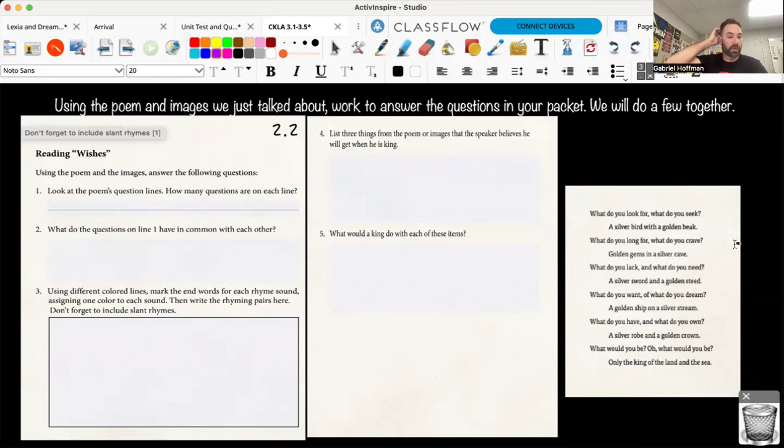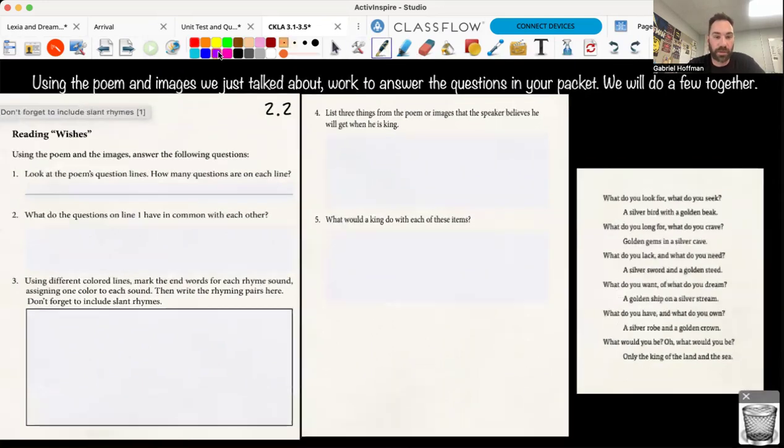Question number two says, what do the questions on line one have in common with each other? So when you're looking at what do you look for? What do you seek? What do those both have in common? Number three says, using different colored lines, mark the end words of each rhyme and sound. So seek and beak, for example, I will help you by doing that one. You would use different colors. I would underline seek and beak in my packet because those two rhyme.